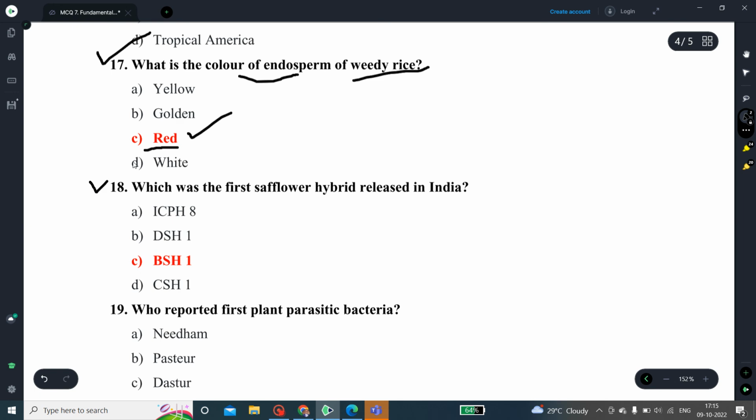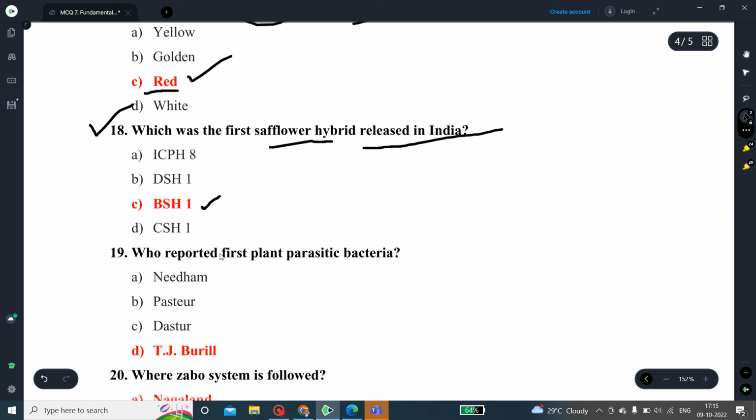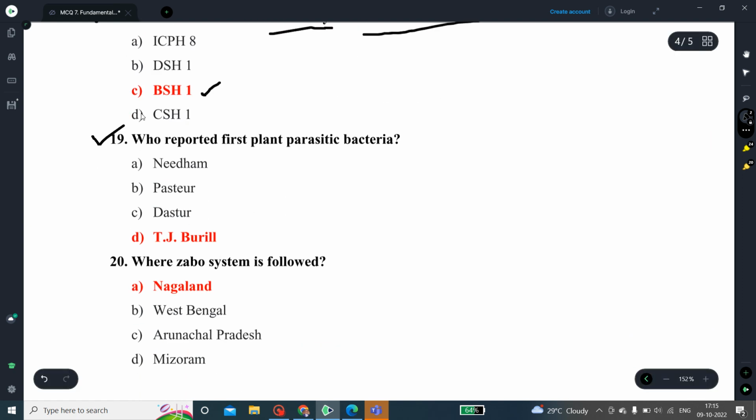And question number 18, which was the first safflower hybrid that was released in India? The first hybrid of safflower is BSH1, the correct answer. And question number 19, who reported the first plant parasitic bacteria? The scientist who reported the plant parasitic bacteria first time in the world is T.J. Burrell.